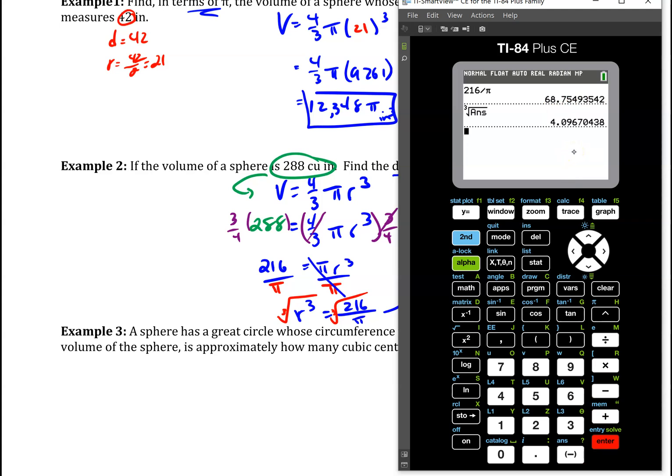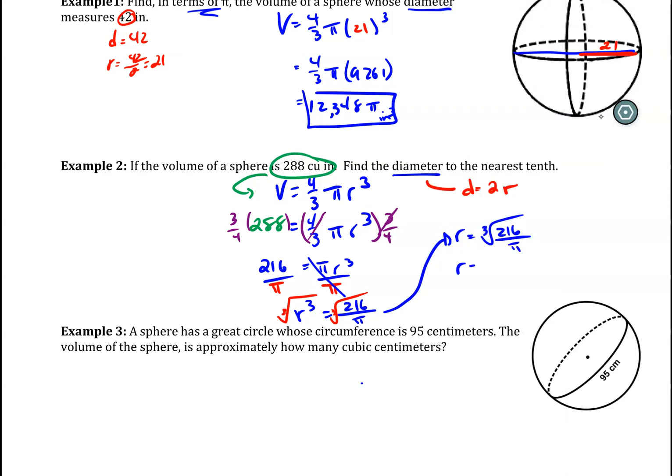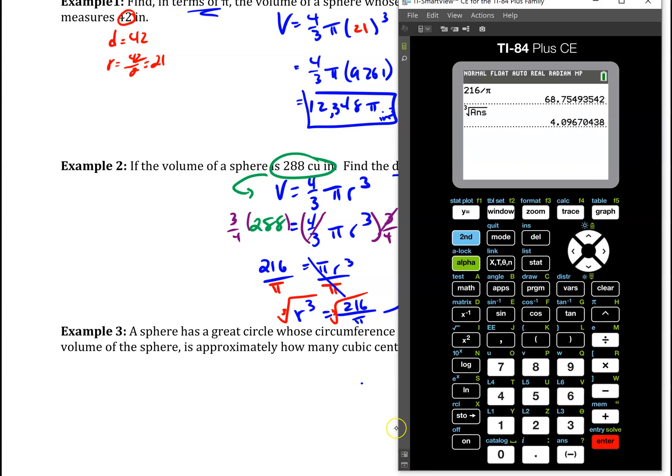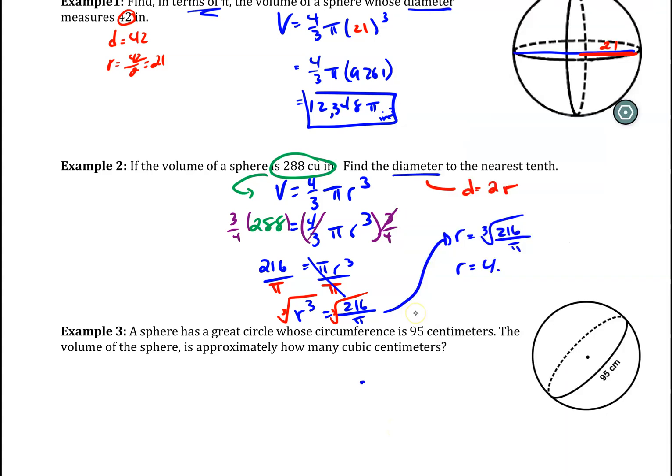So I get an answer of 4.096, and so on and so forth. So r is equal to 4.096. Again, we don't want r, we want the diameter. So now I have to take this whole thing, as we did up here, right?